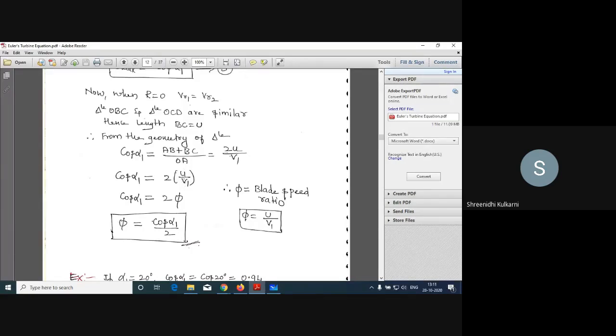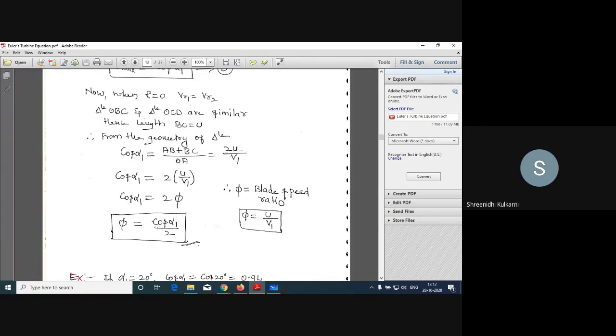So what is U by V1? U by V1 we can call the blade speed ratio. It is denoted by phi. This phi is very important in hydraulic turbines. So we get cos alpha 1 is 2 times phi, where phi is U by V1, the blade speed ratio.